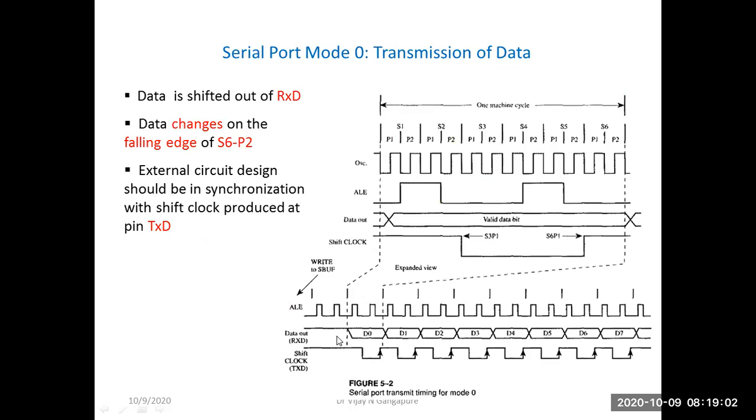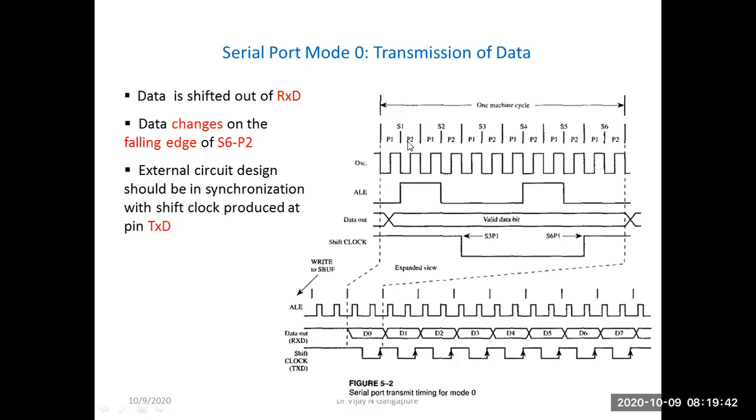So see here, these S1, S2, S3, so this is one machine cycle, that is 12 clock pulses, which consist of six states: S1, S2, S3, S4, S5, S6. And in each state there are two clock pulses. This is one clock pulse, that is P1, and this is another clock pulse, that is P2, and such P1, P2, P1, P2, P1, P2 are there under each state.